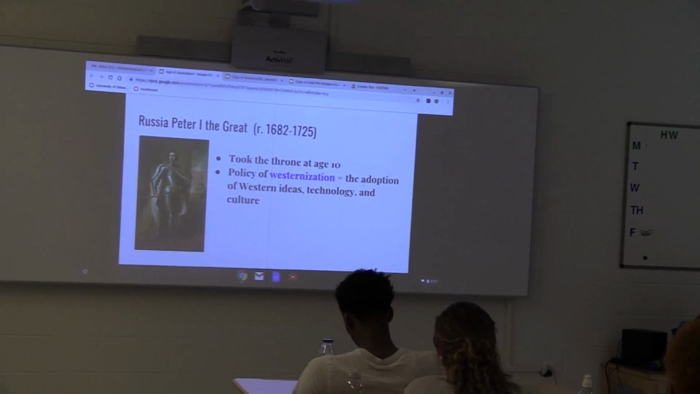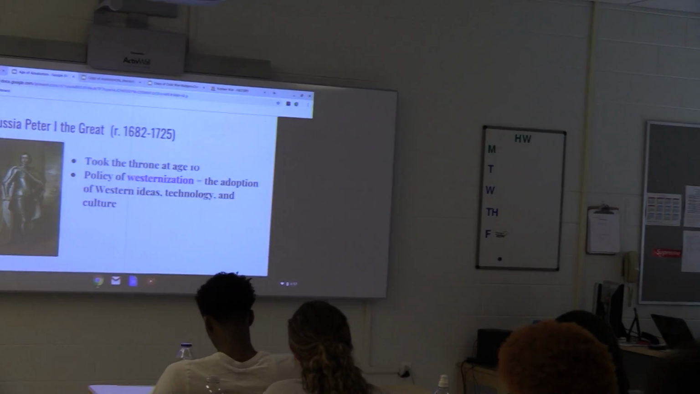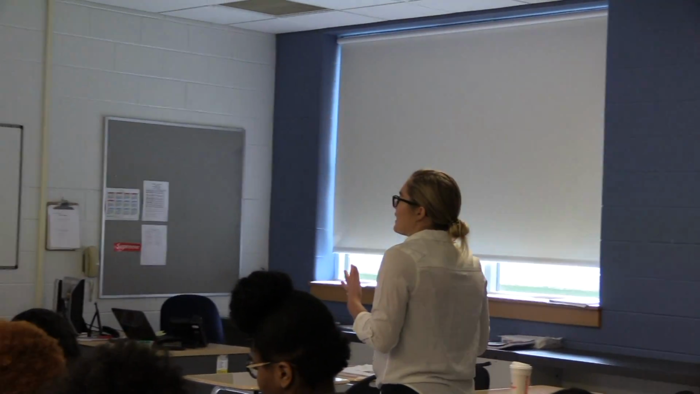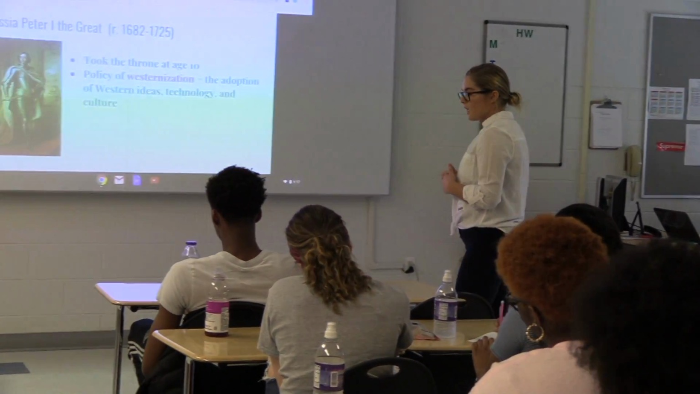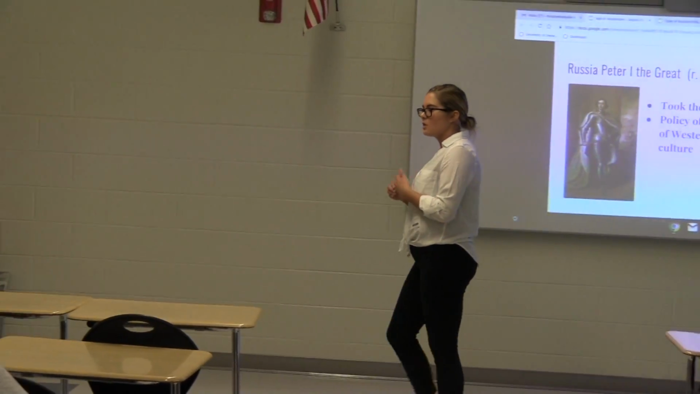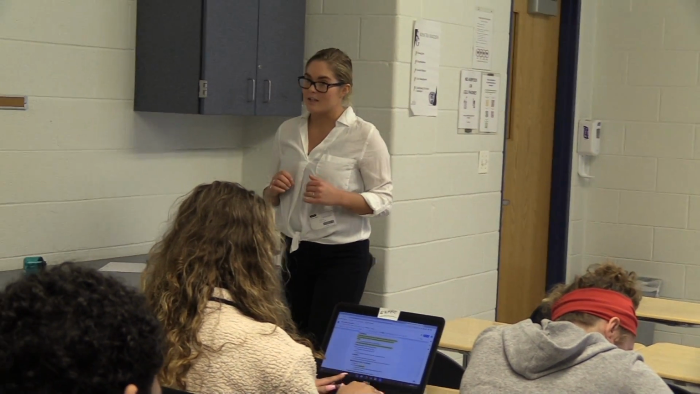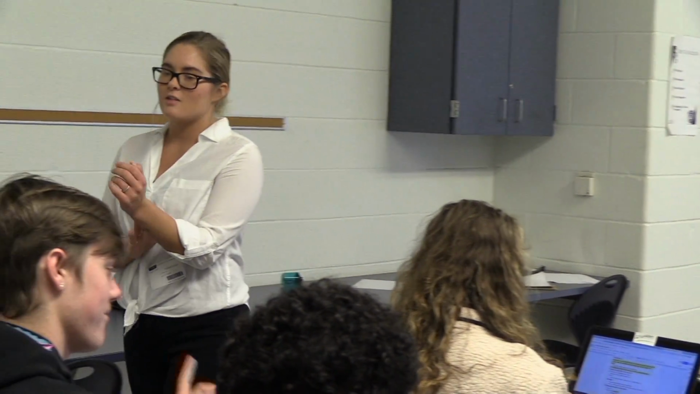They didn't care. So he took the throne at the age of 10. Again, extremely young, right? He created this policy of westernization. When he was young, he got educated in Western Europe. Russia was extremely behind in comparison to the rest of Europe. Yeah, you know that? Oh yes, so Russia's extremely behind compared to the rest of Europe.